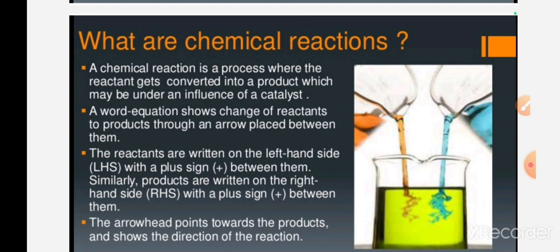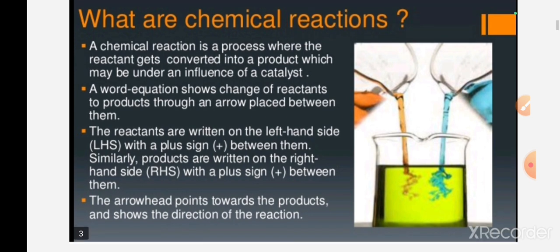What are chemical reactions? A chemical reaction is a process where the reactant gets converted into product, which may be under the influence of a catalyst. Okay, but a catalyst need not always influence it. Chemical reactions occur by themselves. You already studied in your previous classes what you mean by physical change and what you mean by chemical change. Chemical change brings a chemical reaction.